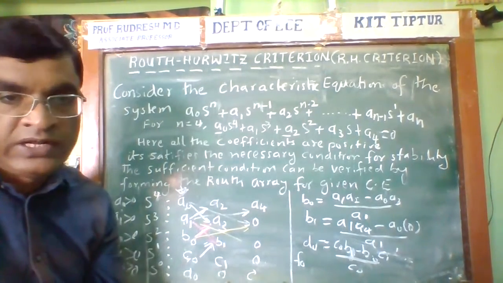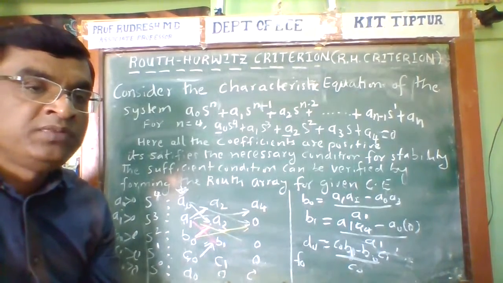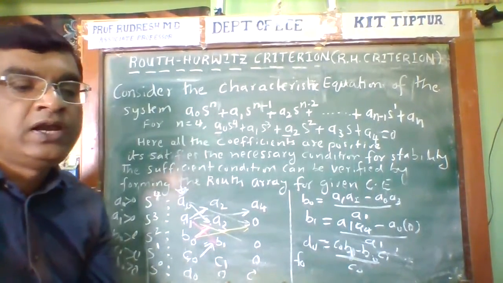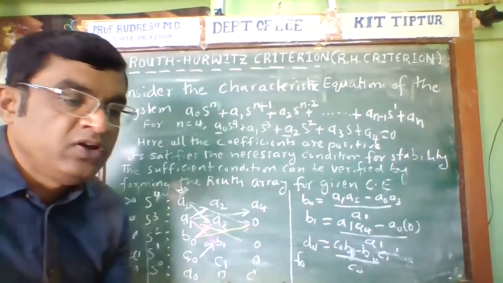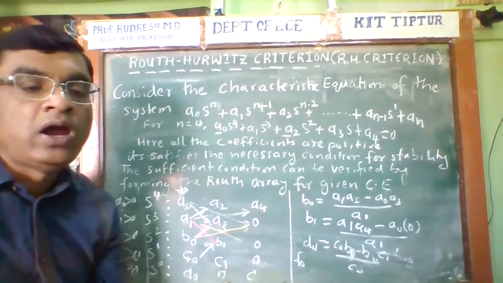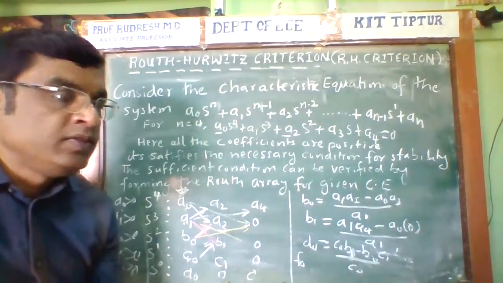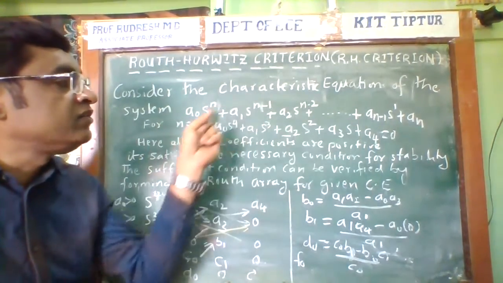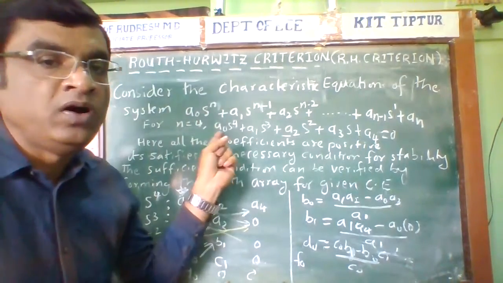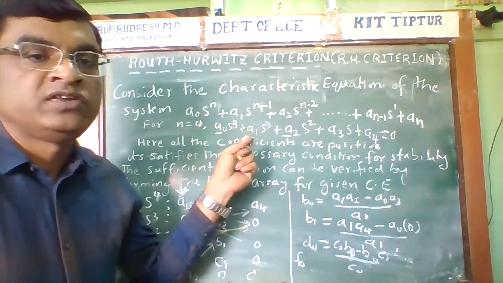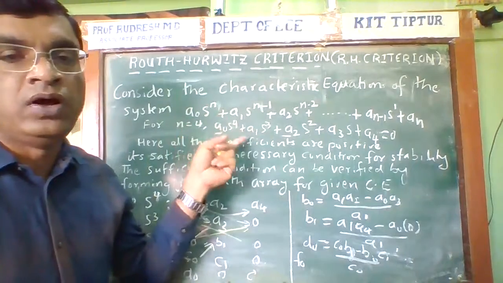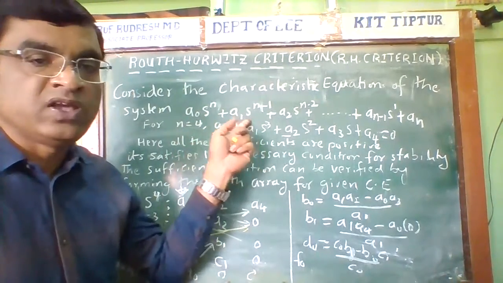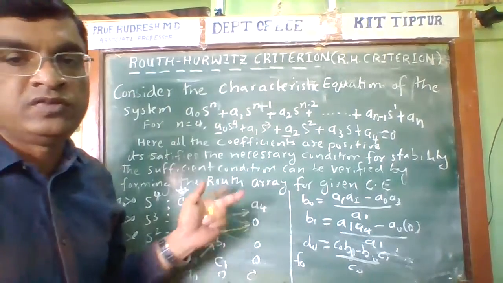Now, this is the way of finding the stability by using the RH criterion. The root stability criterion can be applied. We need to verify the necessary condition of stability and the sufficient condition of stability. To verify the necessary condition, all the coefficients of the characteristic equation must be positive, then the system is stable. If some of the coefficients are missing or negative, then the system is unstable.